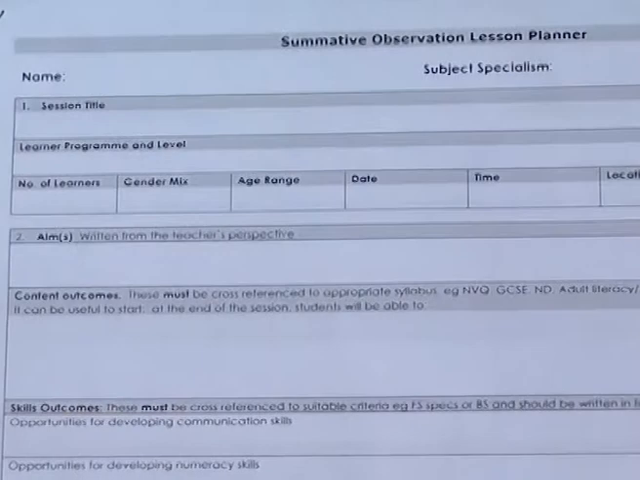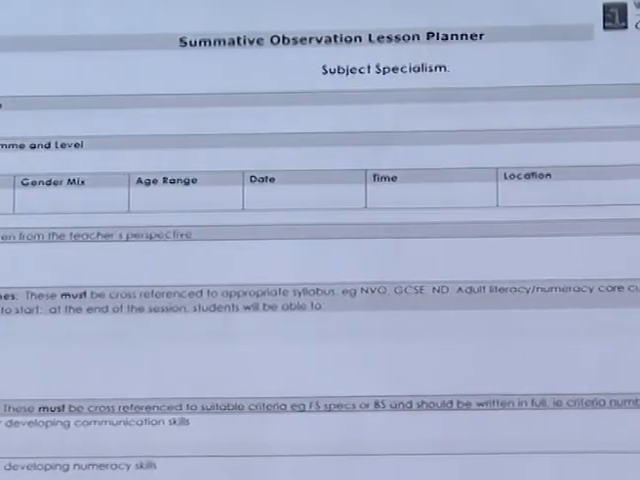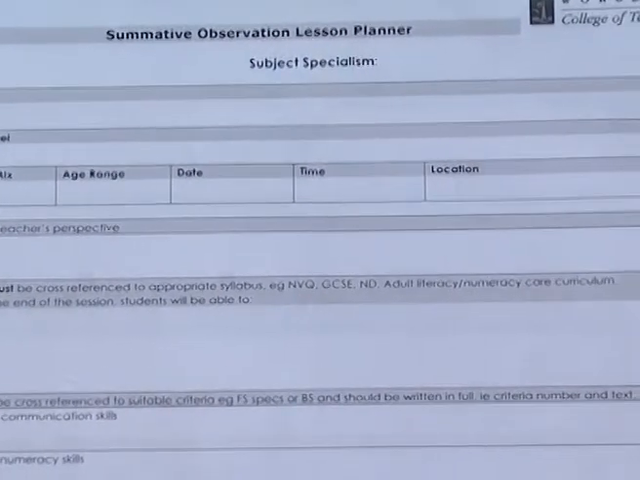For each of the summative observations, and we are also suggesting the formative observations, should be planned using this lesson planner. All students have been given a copy of this document. We are advising that they use it for formative and insisting that they use it for summative observations on the grounds that it covers all of the planning areas required to pass a lesson observation.